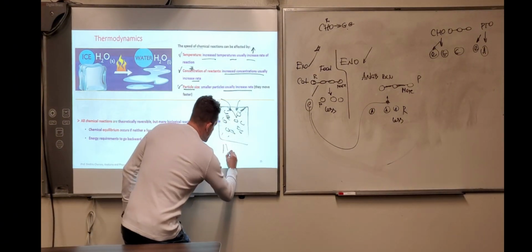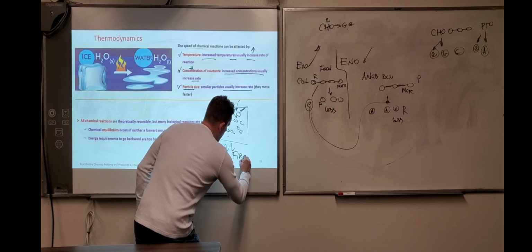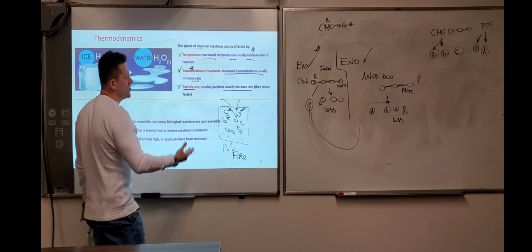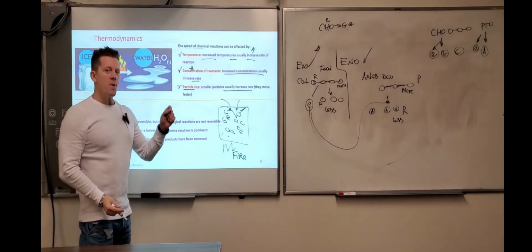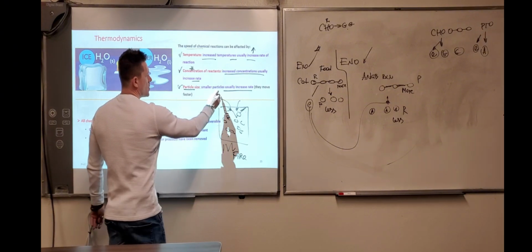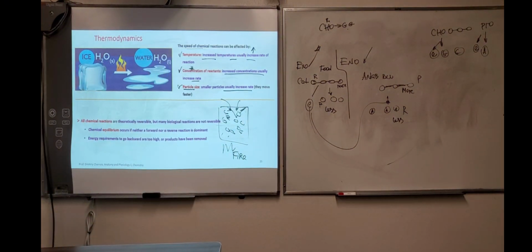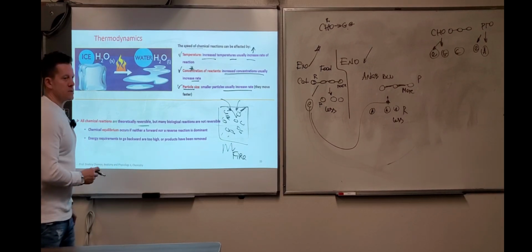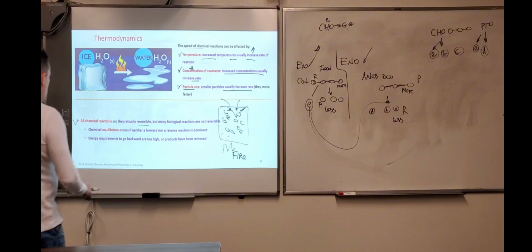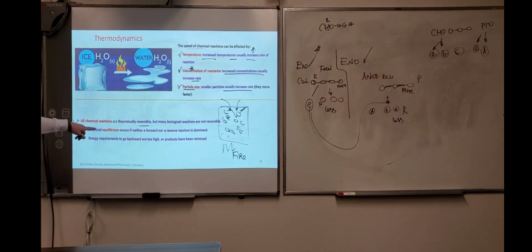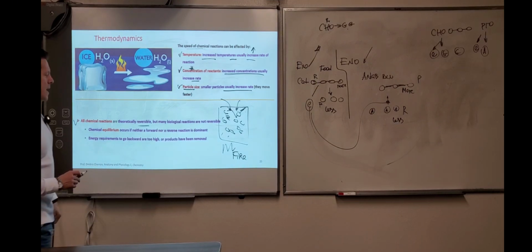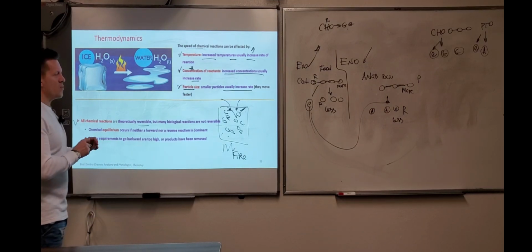But what if you increase the temperature by fire? You also increase the movement of these particles. So the smaller particles travel faster, and the smaller particles usually increase the rate of the reaction. All chemical reactions are theoretically reversible. Theoretically. Equilibrium occurs if neither a forward or reverse reaction is dominant. Energy requirements to go backwards are too high, or products have been removed.